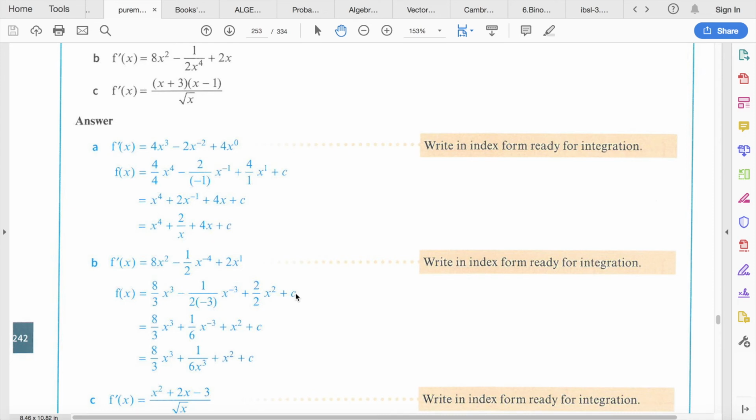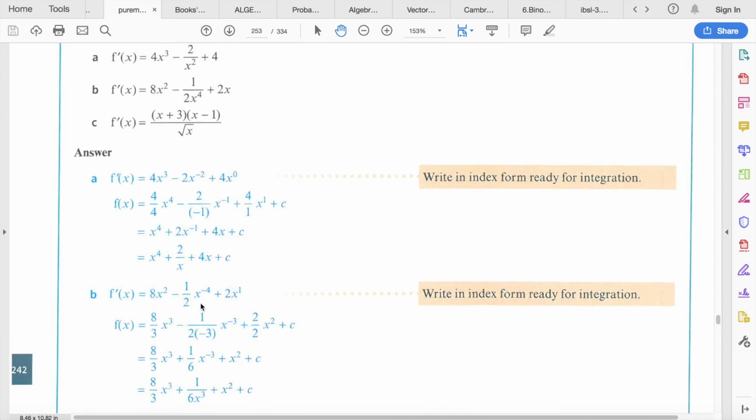Now we continue part B after changing the form. So it will be x to the power of 2 plus 1 over 2 plus 1. So x to the power of negative 4 plus 1 over negative 4 plus 1. So you have a constant 2. Negative 4 plus 1 becomes negative 3. You have negative 3 here. This 2 is this coefficient. Then plus 2 x to the power of 1 plus 1 over 1 plus 1.